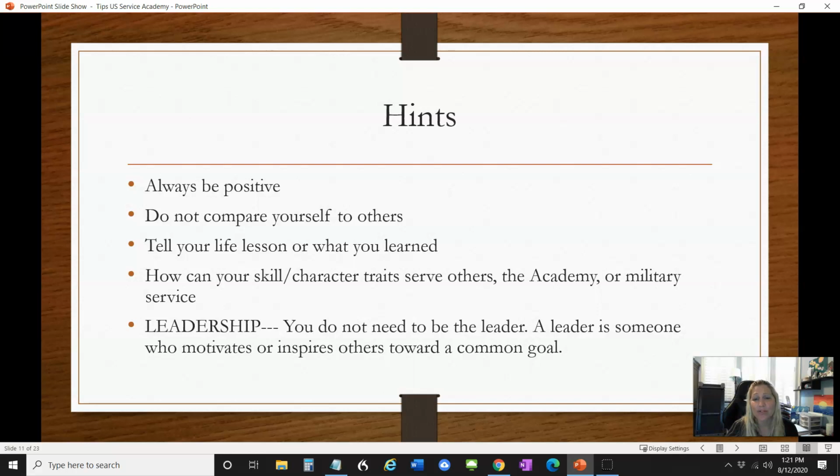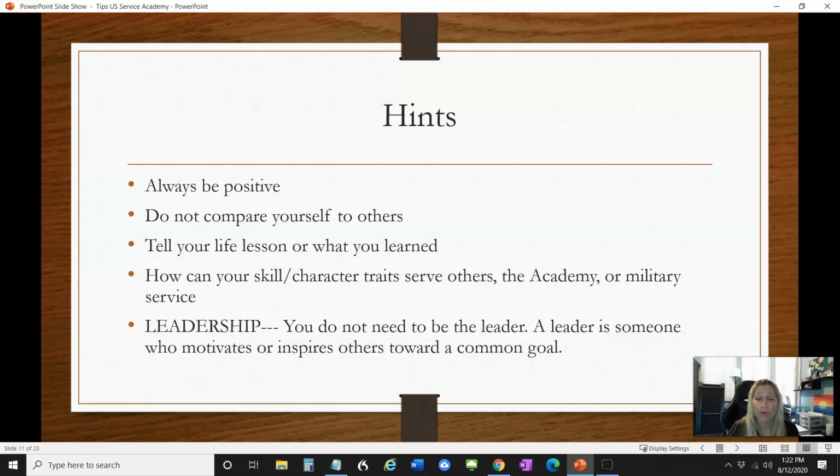Another one is, how can your skills and character traits serve others? Remember, a lot of times they want to know, how can you make the Service Academy better? So how can your skills fit into what an academy does? Try and highlight that. Again, leadership, leadership, leadership. You do not need to be the leader. Just in that example of the cross country, you don't have to be the team captain to help the freshmen and build up the team. You just have to be someone who's willing to help.